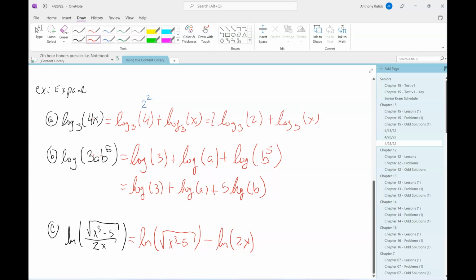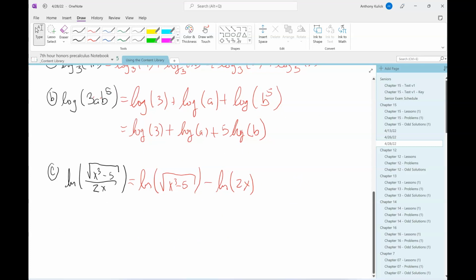Everybody cool with that? All right. We got some new logs, so again, looking at the natural log of square root x cubed minus 5 and the natural log of 2x. We need to start at the beginning looking for quotient properties. Do you see any of those? Oh, of course not. Next up, we look for product properties. Do you see any of those? Yeah, how many? One. And where is that occurring? With the 2x.